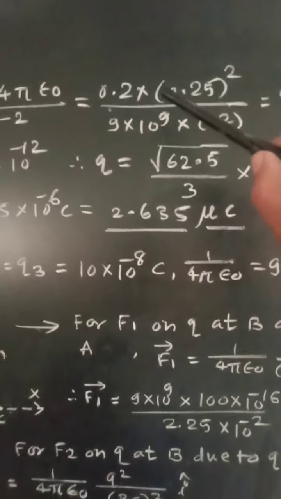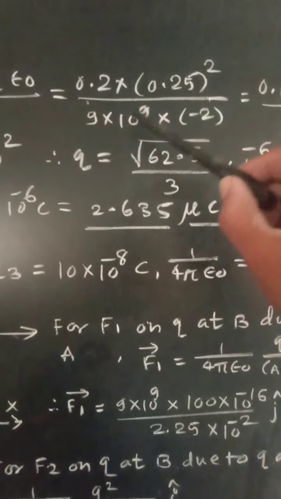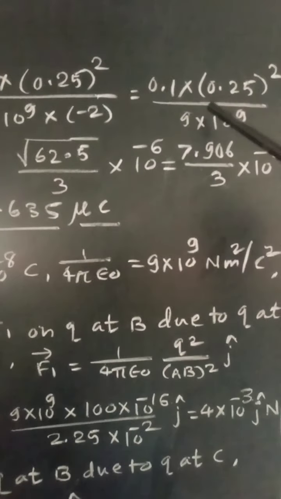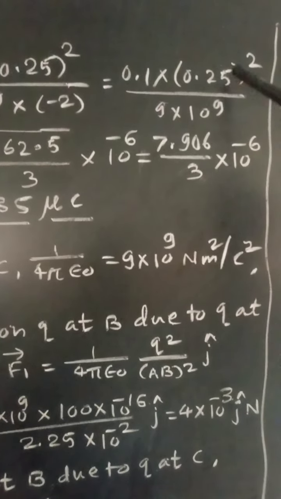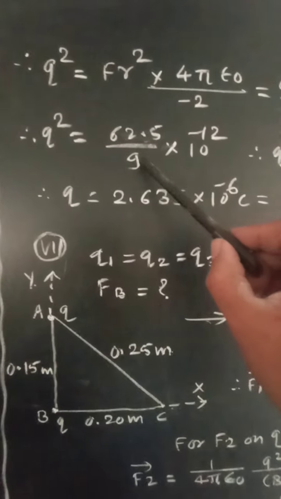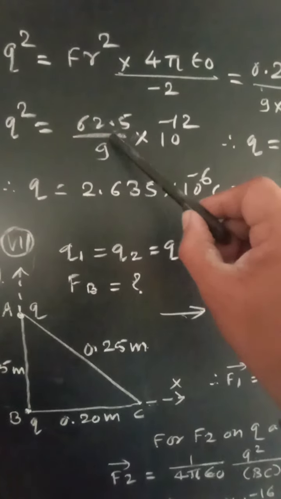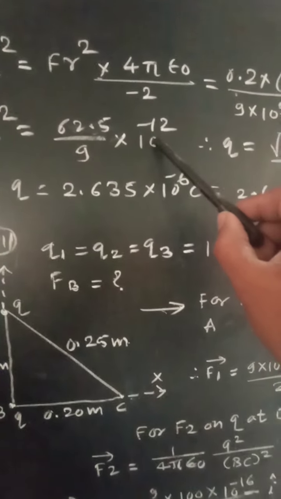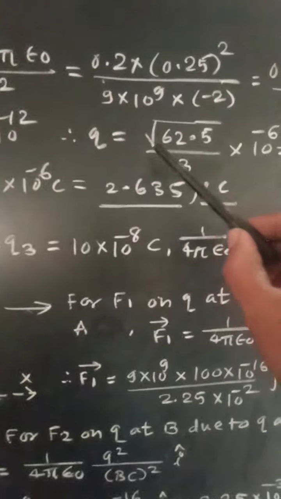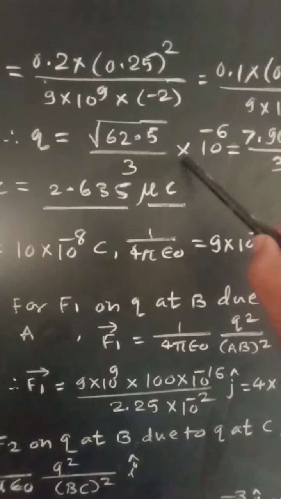Putting the values we will get 0.2 into 0.25 square divided by 9 into 10 raised to 9 into minus 2, which comes out to be 0.1 into 0.25 square upon 9 into 10 raised to 9. And therefore Q square will be equal to 62.5 upon 9 into 10 raised to minus 12. As it is Q square, we can find Q by taking the square root. So Q will be equal to square root of 62.5 upon 3 into 10 raised to minus 6.